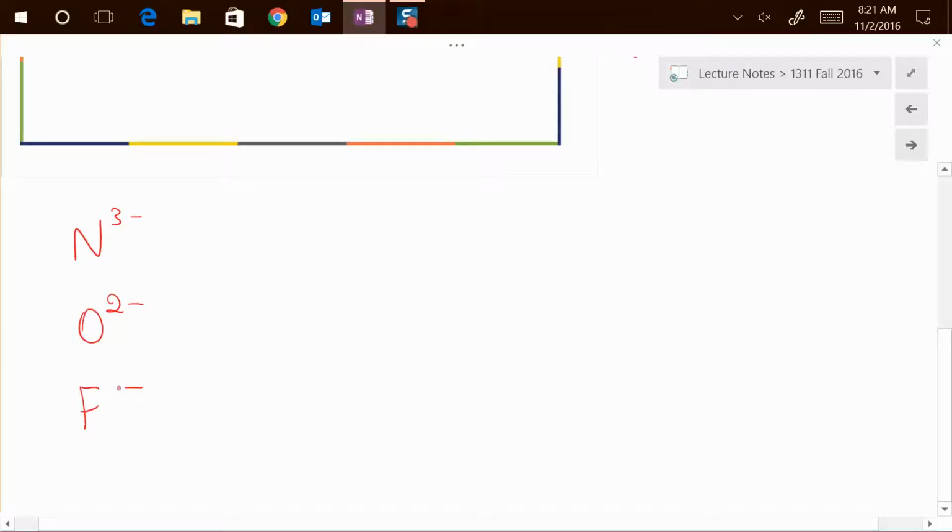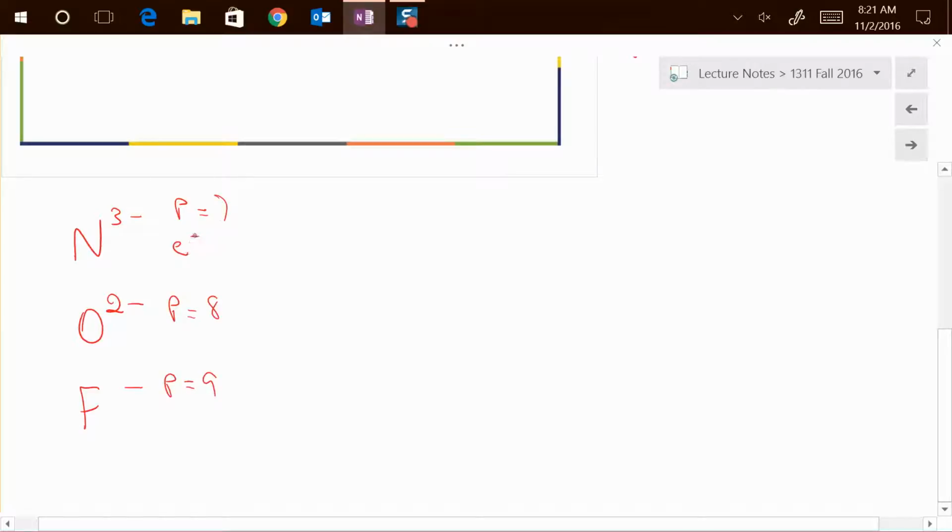Which one is bigger? Okay, why? Its electrons are outnumbering its protons more than the others. Okay, so how many protons do we have on nitrogen? 7. Oxygen? 8. Fluorine? 9.